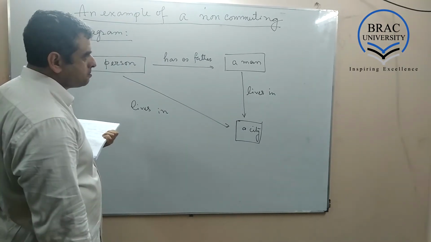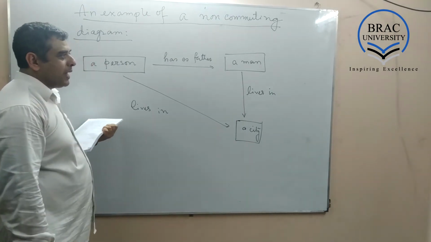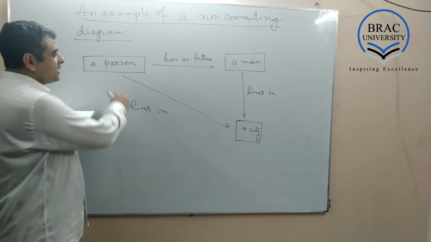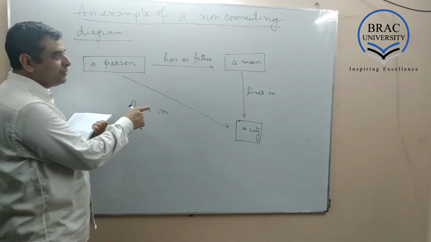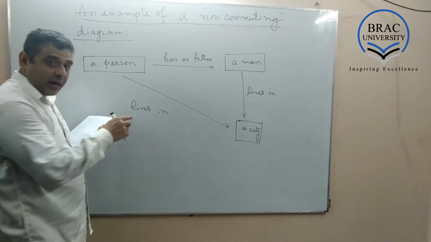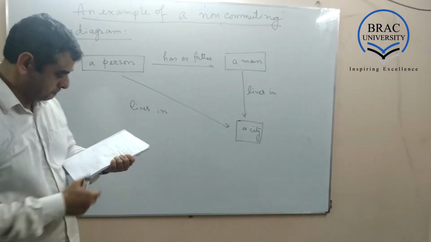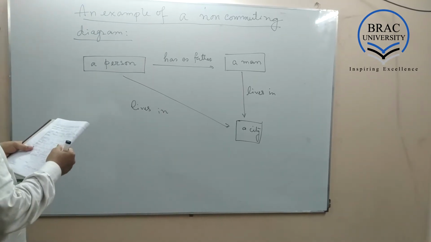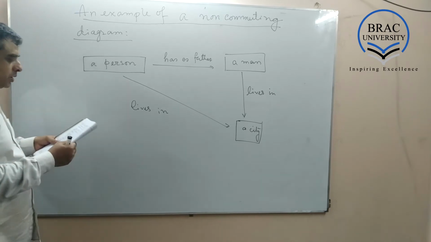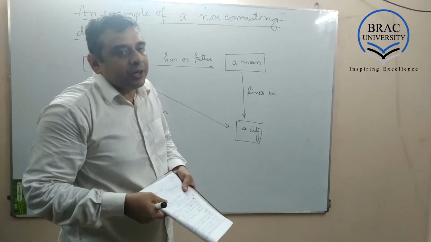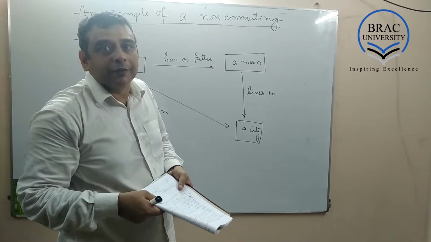In order to make this diagram commute, a person has to live in the same city as his or her father does. But it is not the fact, as we know. A person can live in a different city than his or her father.